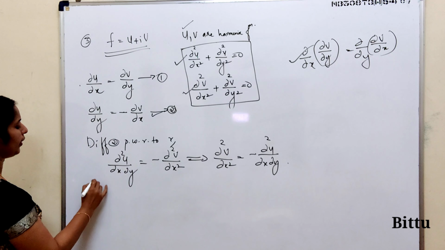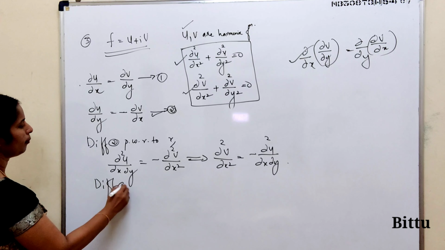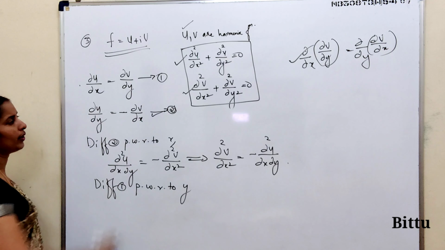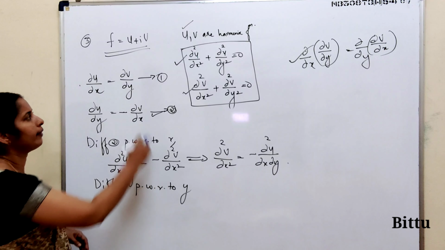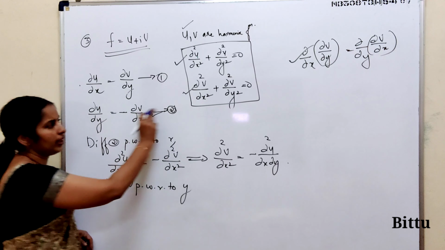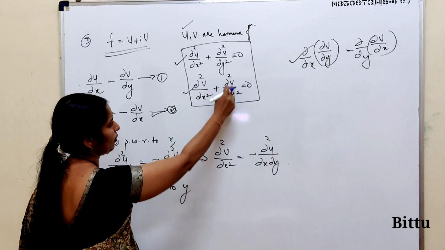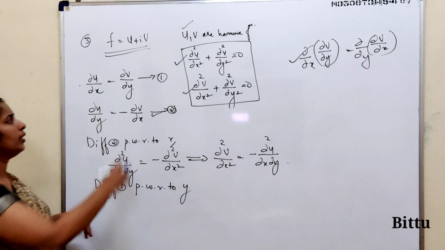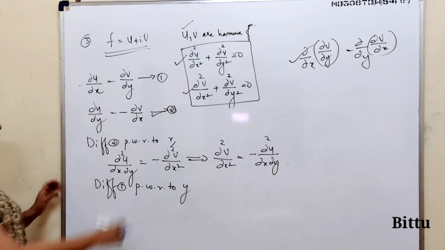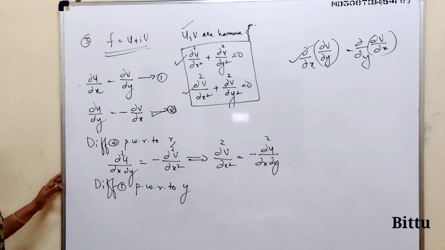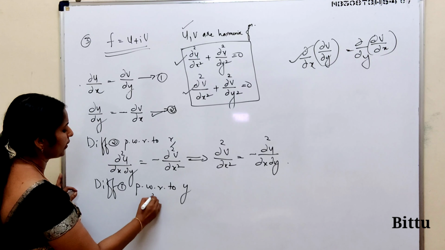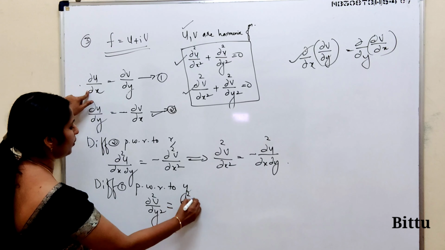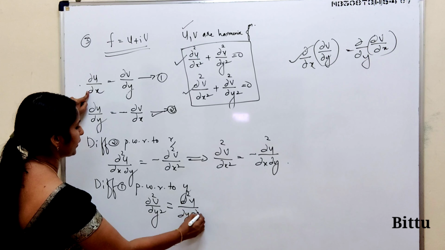Next, you differentiate 1 partially with respect to y. While differentiating 1 partially with respect to y, we will get the term ∂²v/∂y². We need ∂²v/∂x² and ∂²v/∂y². Already we have ∂²v/∂x². Now we need ∂²v/∂y². For that, you differentiate 1 partially with respect to y. We have ∂²v/∂y² equal to ∂²u/∂y∂x.